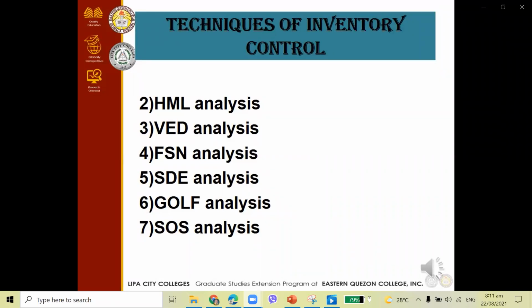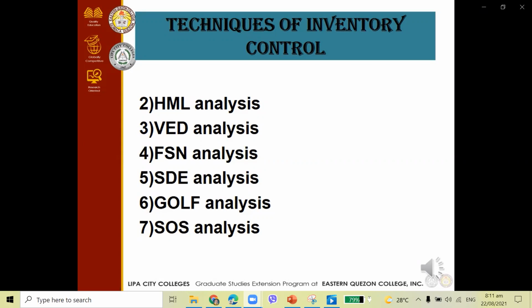Number 3 is the VED analysis. In this analysis, the classification of existing inventory is based on criticality of the items. They are classified as vital, essential, and desirable items. It is mainly used in spare parts inventory.